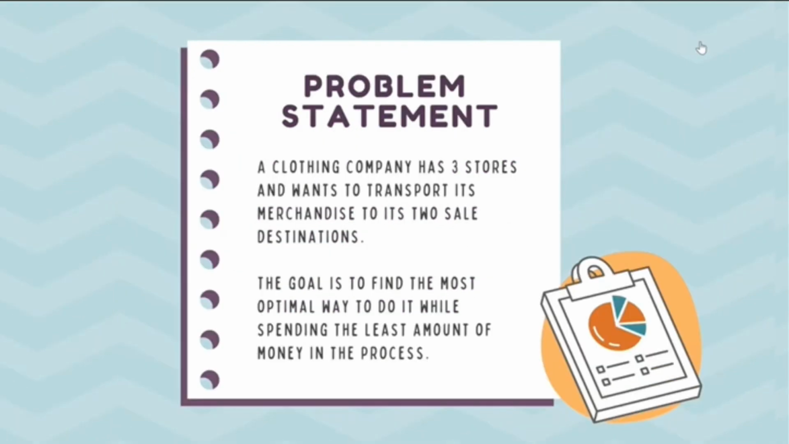Next, let's explain a problem statement. If a clothing company has three factories and wants to transport its merchandise to its sale destinations, the goal is to find the most optimal way to do it while spending the least amount of money in the process.